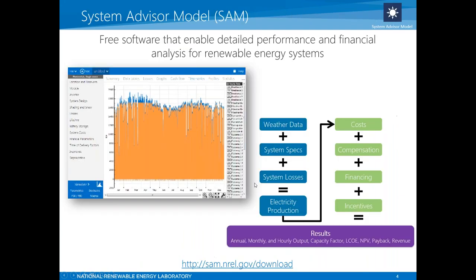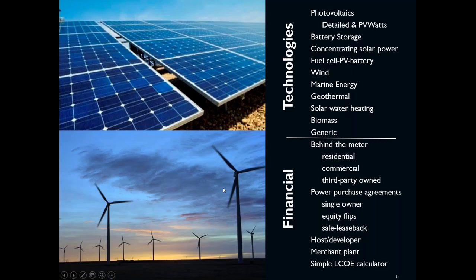If this is your first SAM webinar, SAM is free software that enables detailed performance and financial analysis for renewable energy systems. We use inputs such as weather data, system specifications, and system losses to generate a projection of electricity production, and then combine that with costs, compensation, financing, and incentives to get detailed techno-economic results such as annual, monthly, and hourly energy output, capacity factor, levelized cost of energy, net present value, payback, and revenue. The download link for the desktop version of SAM is at the bottom of this slide, and the code is also open source and available on GitHub.